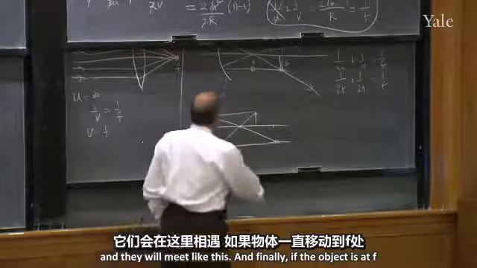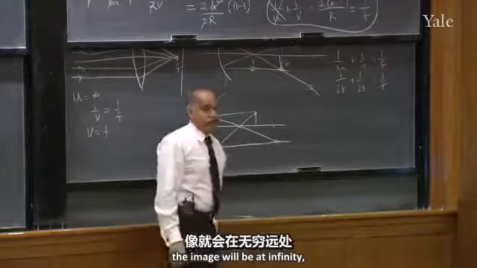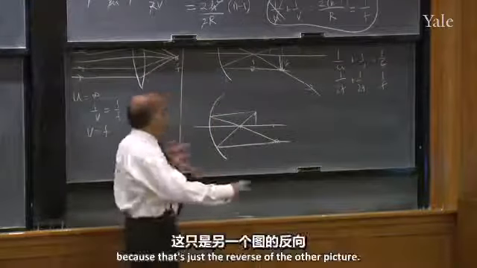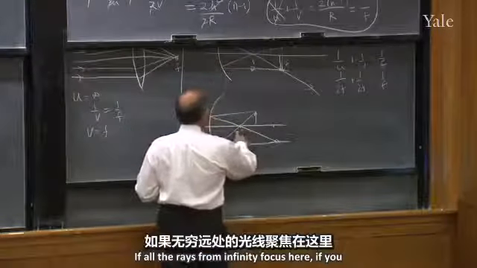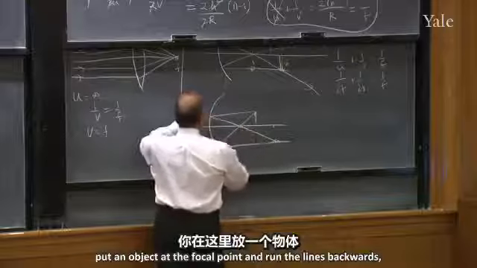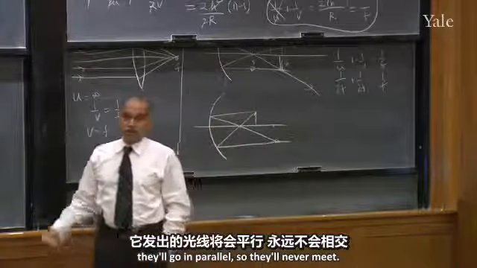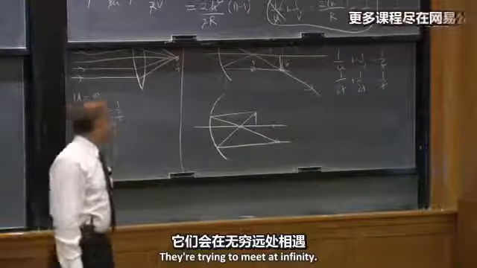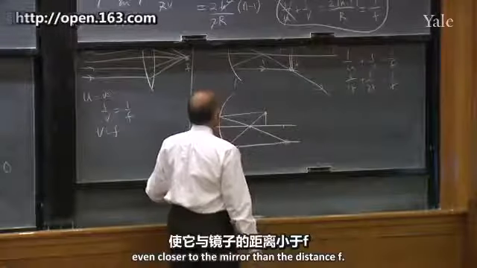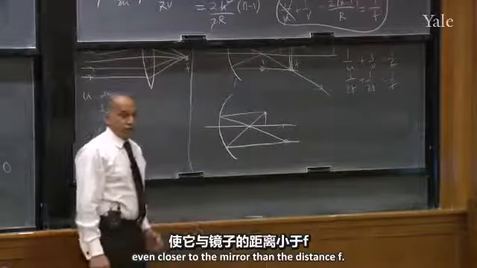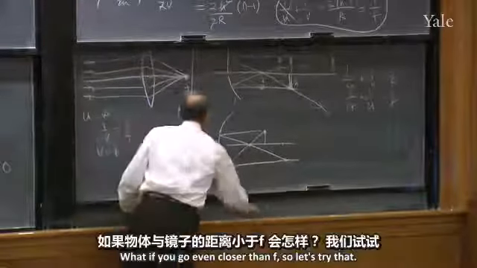And finally, if the object is at f, the image will be at infinity, because that's just the reverse of the other picture. If all the rays from infinity focus here, if you put an object at the focal point and run the lines backwards, they'll go out parallel, so they'll never meet. So they're trying to meet at infinity. But of course, you can also take an object even closer to the mirror than the distance f. That's what I want to talk about now. What if you go even closer than f? So let's try that.